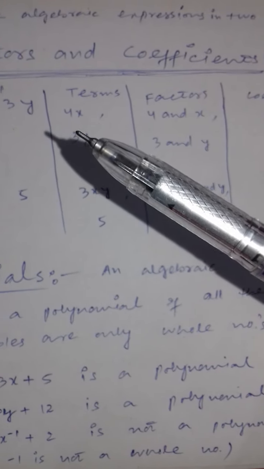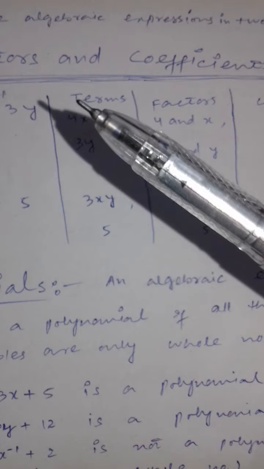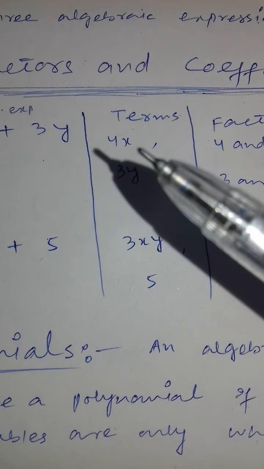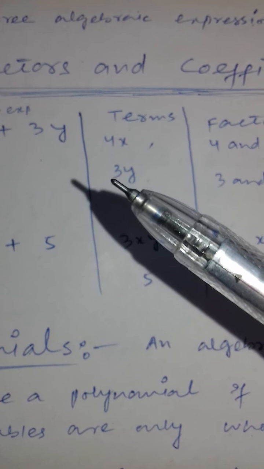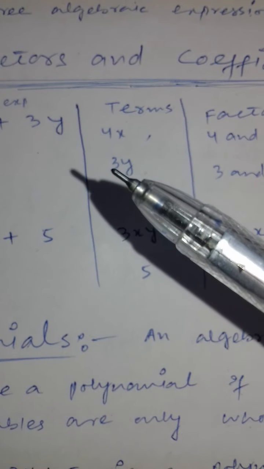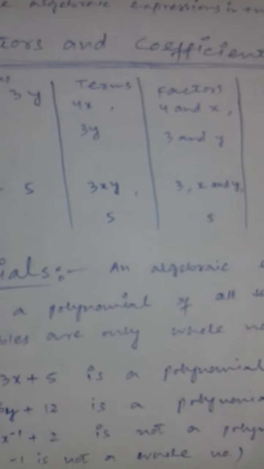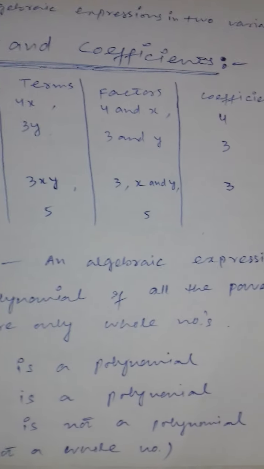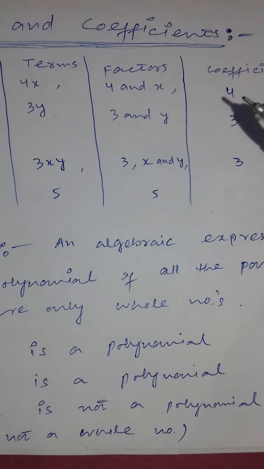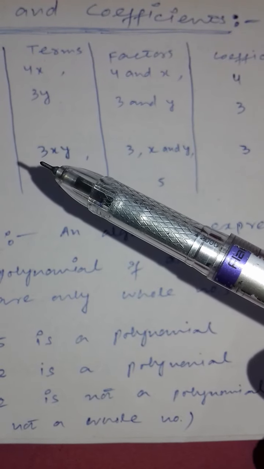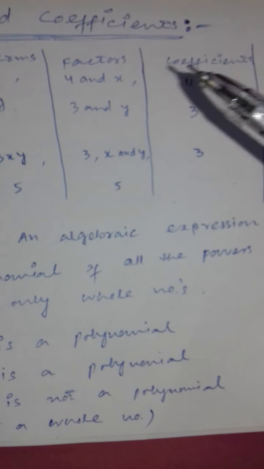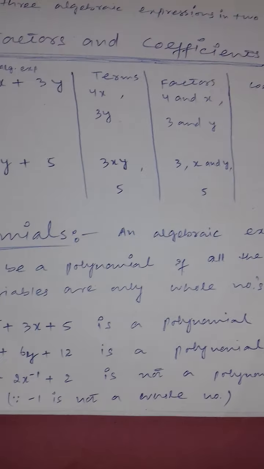Coefficient means what is the multiple of x here. It's 4, so it is the numerical coefficient actually. 3y, what is the multiple of y? It is 3. So what has been multiplied to y? That is 3. So 3 is the numerical coefficient. Okay, so this is the reason I have written here 4, 3, then 3, because 3xy, what is the multiple here? 3. 3 is the numerical coefficient. So you are confined to numerical coefficients only.